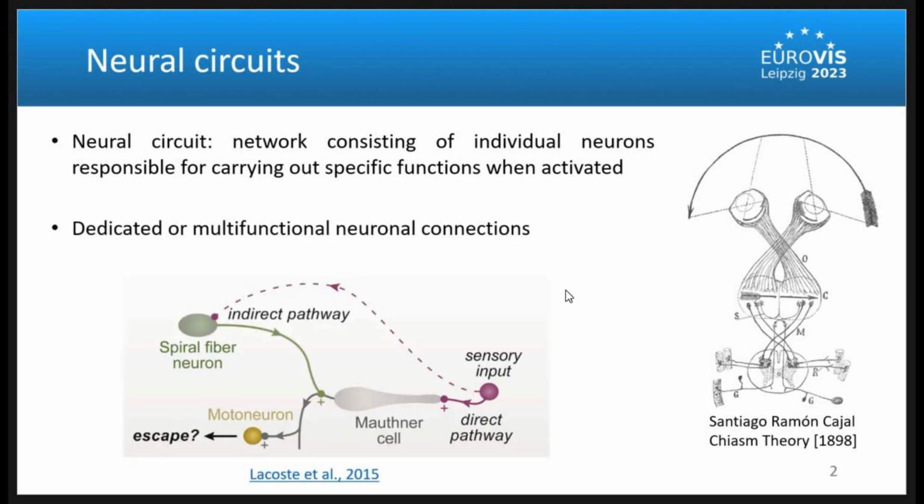These neuron pathways can be dedicated or distributed. For example, there is a direct pathway from the sensory input to the motor nerve cell. Or there is an indirect pathway which first sends the signals from the sensory input to the spiral fiber neuron. Then the spiral fiber neuron sends the data to the motor nerve cell, which then leads to generating the escape response with the help of the motor neurons.